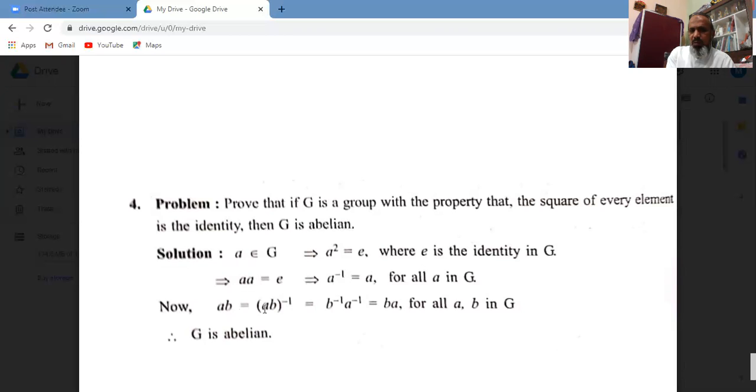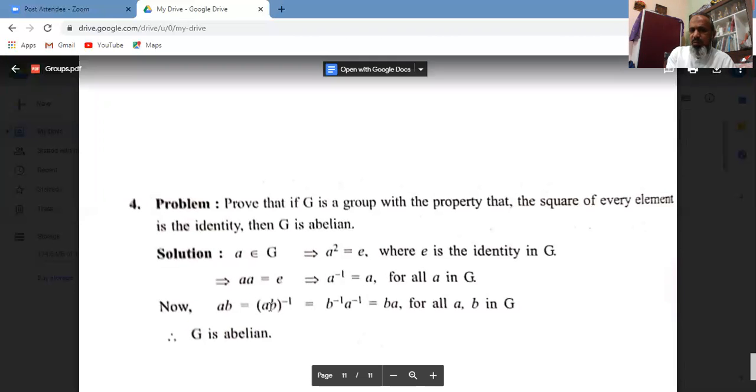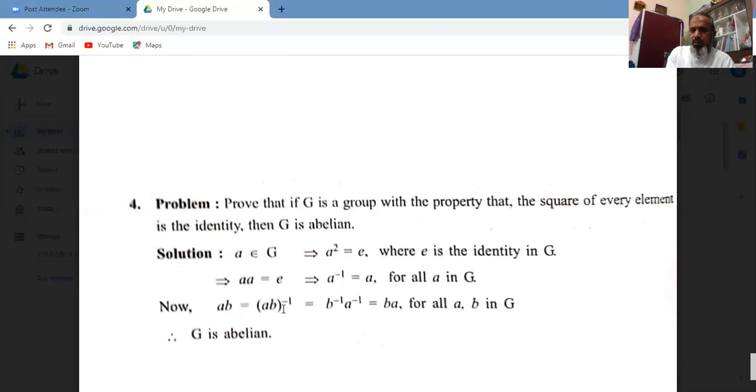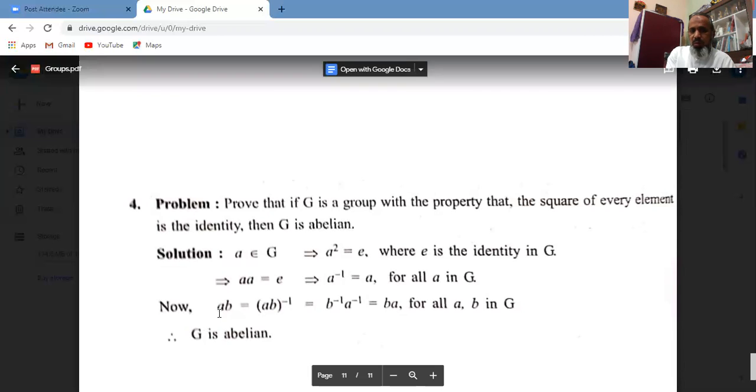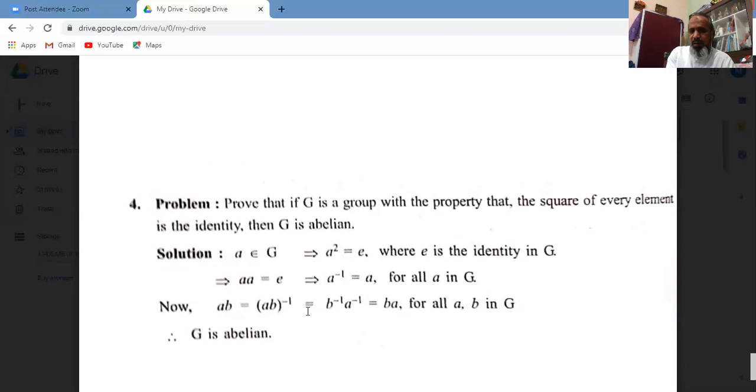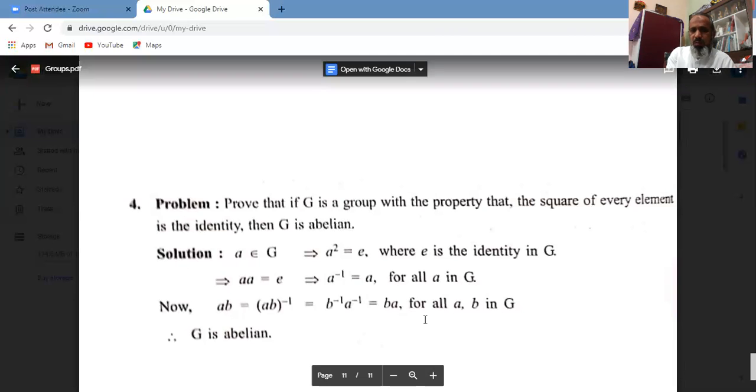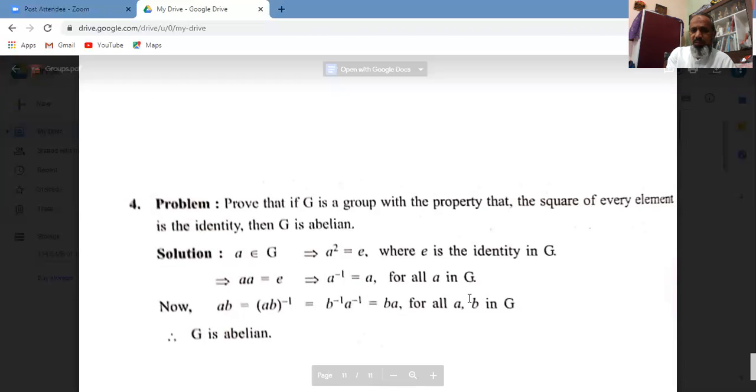Now what is AB? AB is the inverse of AB, because A is the inverse of A, and B is also the inverse of B. So AB is also the inverse of AB. But the inverse of AB is equal to B inverse A inverse. But what is B inverse? B inverse is B. A inverse is A. So we are getting AB is equal to BA. So this is nothing but the commutative property with respect to multiplication.